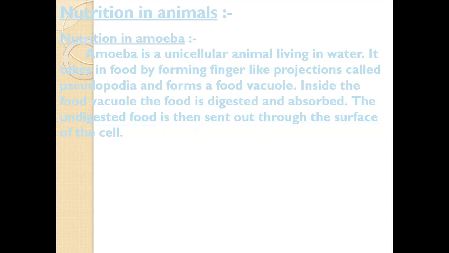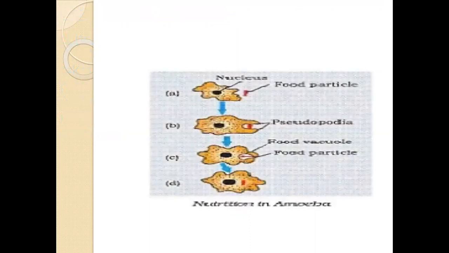Then the food will move to the food vacuole, where it is digested with the help of digestive enzymes and absorbed, and undigested food is then returned back to the surroundings with the help of their surface. So this is the whole process. They are ingesting their food with the help of false finger-like projections, which we call pseudopodia. Then food moves to the food vacuole where it is digested and absorbed, and undigested food is returned back to the surroundings.